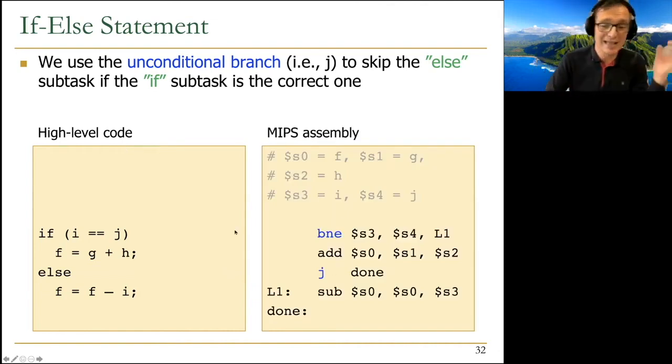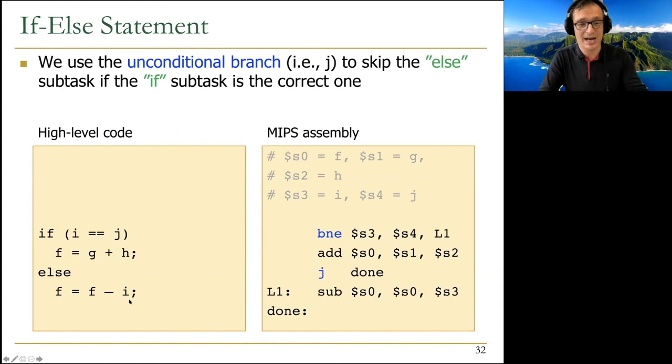We write the code like this. This is the corresponding MIPS assembly code to the high-level code. We again have the branch not equal. If S3 is not equal to S4, meaning I is not equal to J, we skip the add and go to done, essentially. Sorry, in this case, we do the else, right?